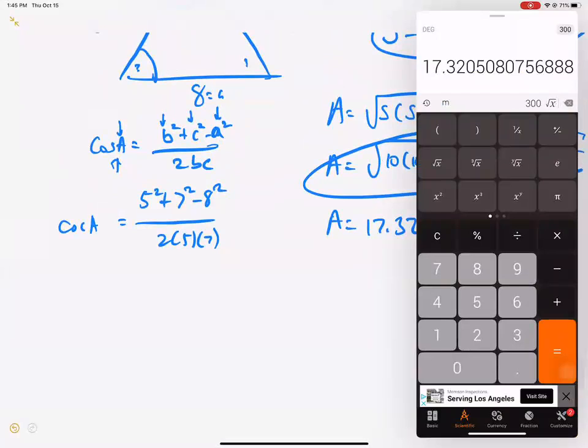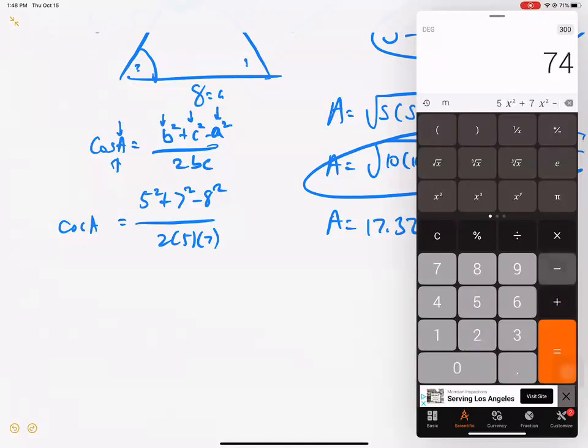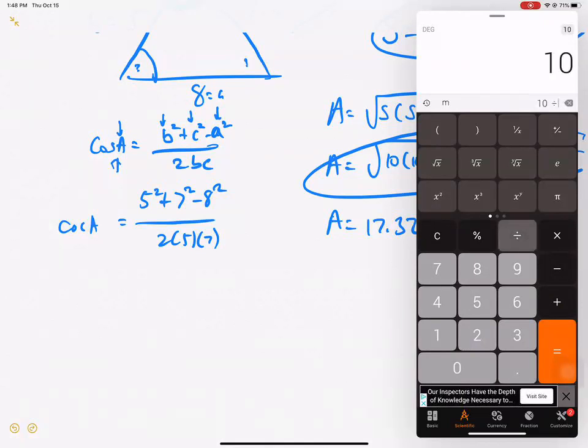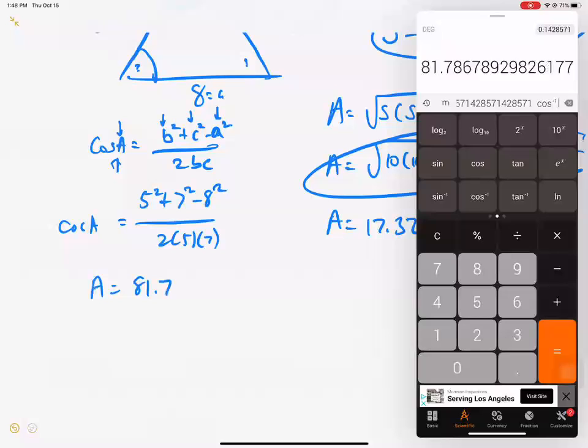Okay, let me pause for a moment. So let's type in 5 squared. Let me clear that. 5 squared plus 7 squared minus 8 squared equals some number, 10. Divide this by, I need to use a parenthesis because my calculator is crap, 2 times 5 times 7, close the parenthesis, equals, that gives me a small number. I'm going to undo the cosine. We end up with angle A is 81.79. I'm going to round that, okay?